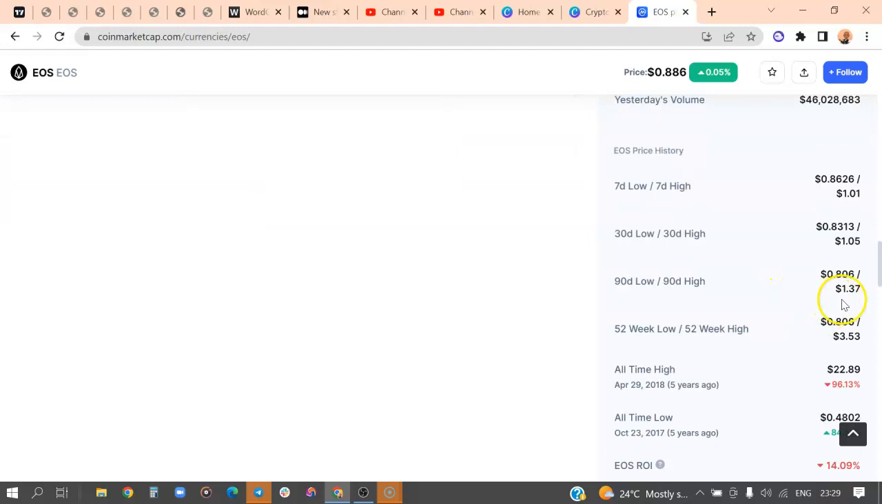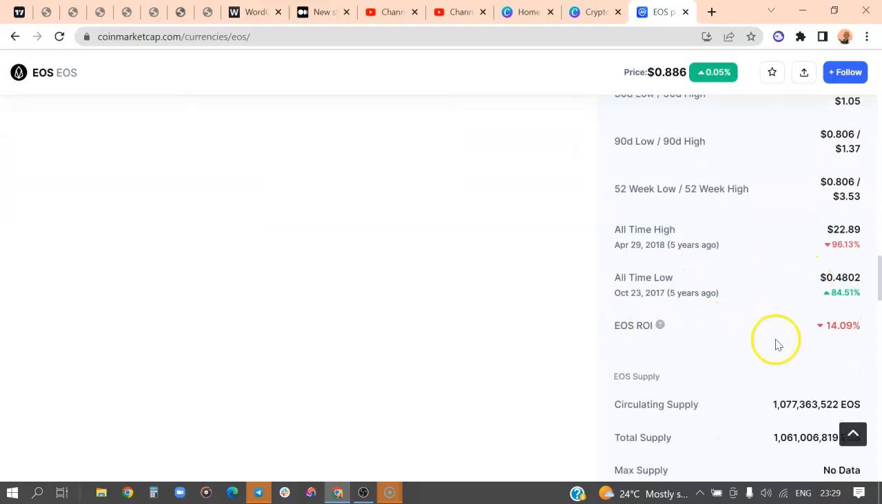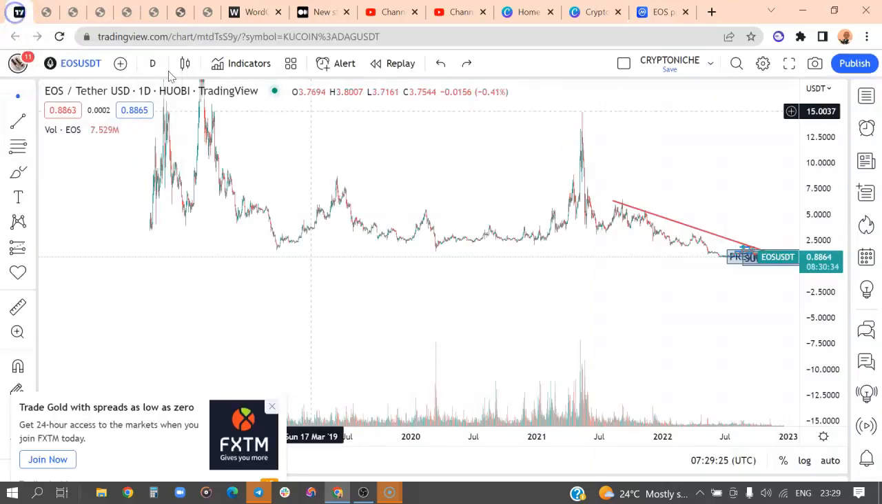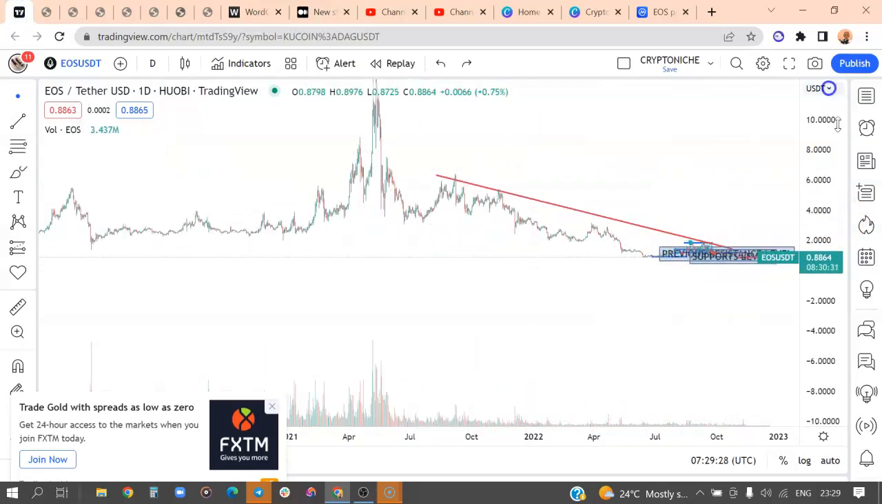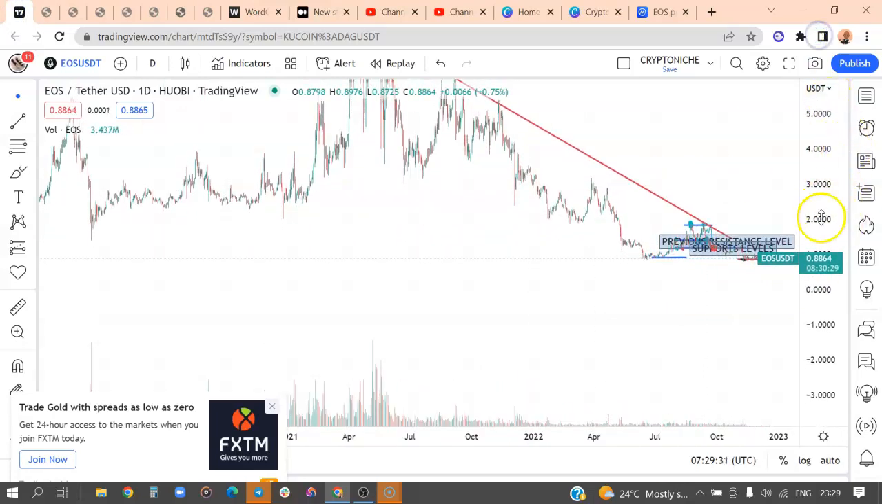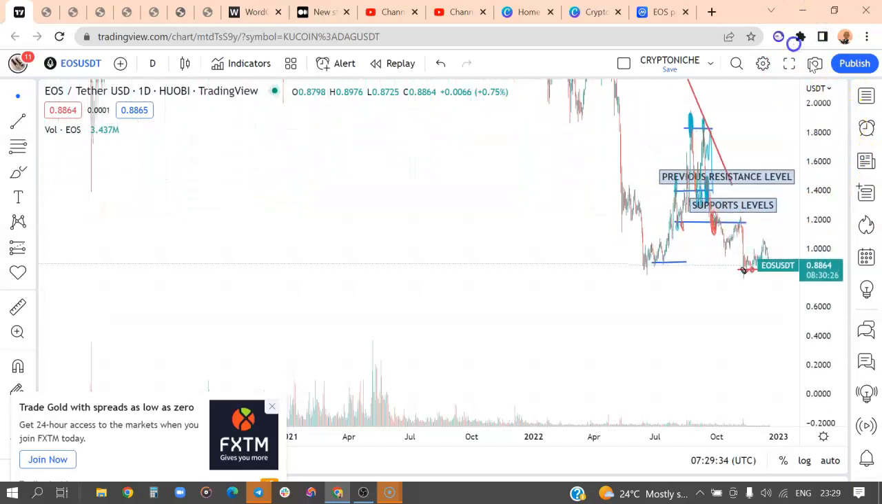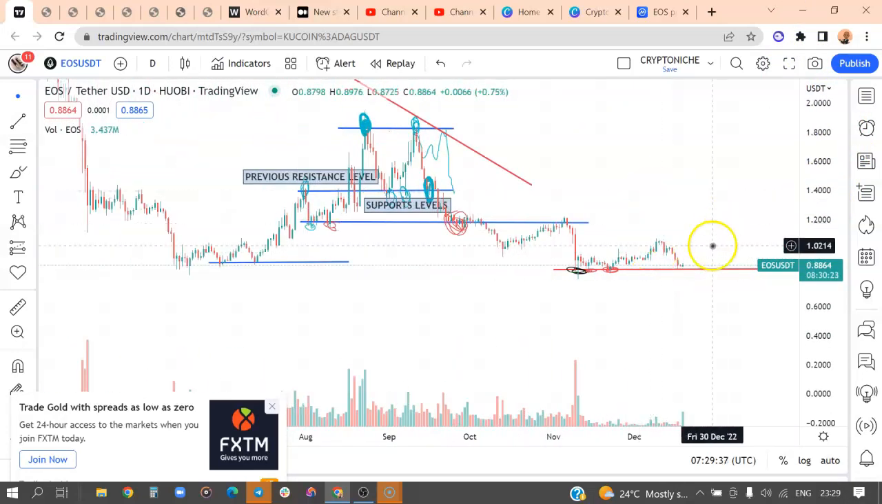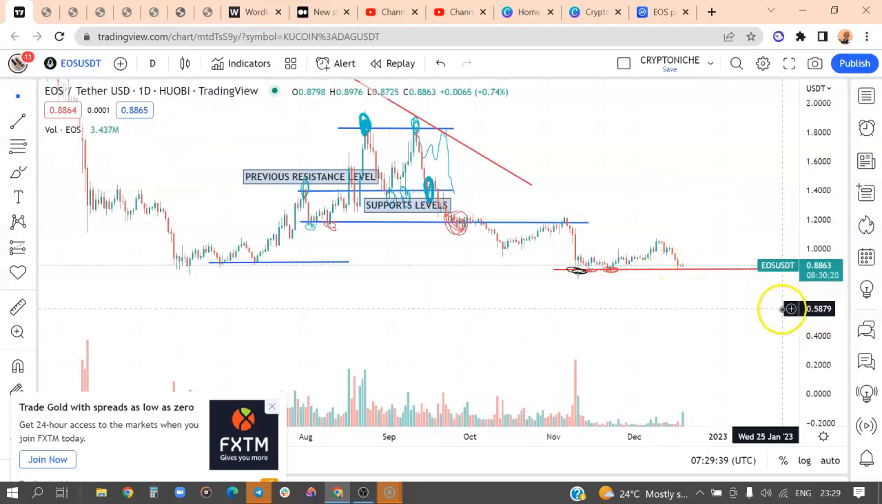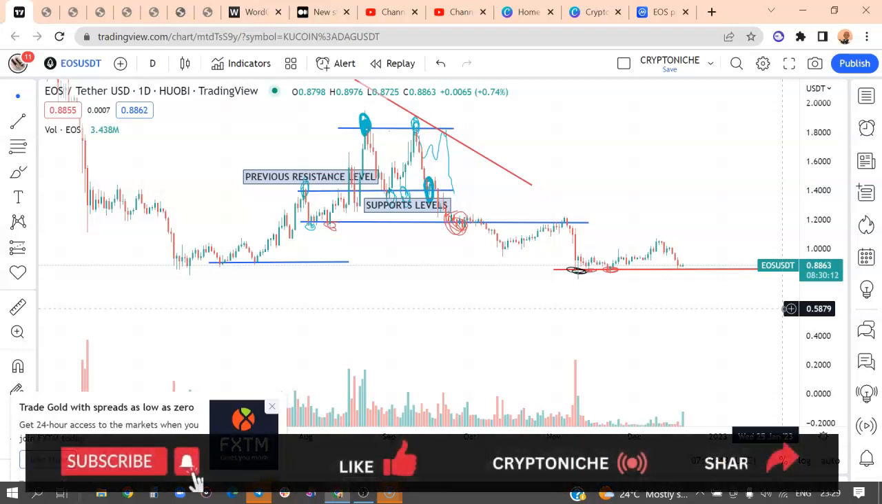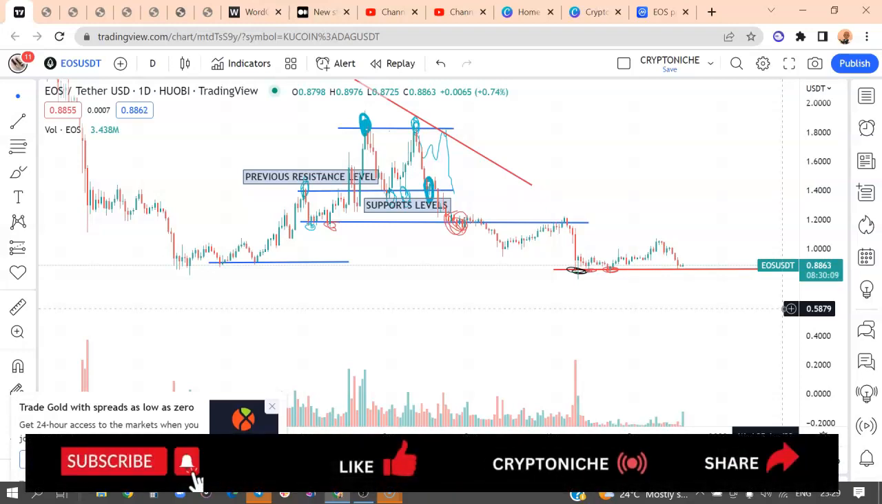You cannot analyze the chart in isolation, that's wrong. So look at the all-time low of 0.48. That was 5 years ago, wasn't it? So if this support is broken, guys, you should be expecting EOS at 0.5. That is the realistic target for EOS.